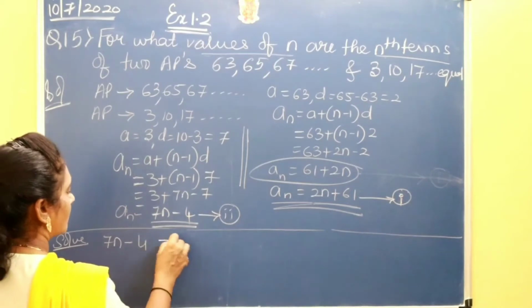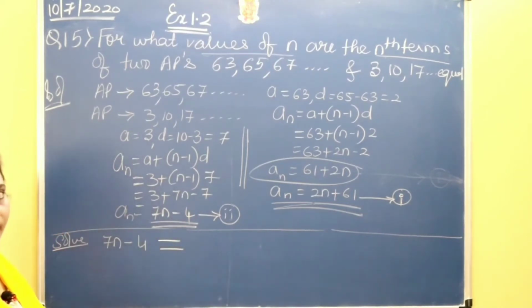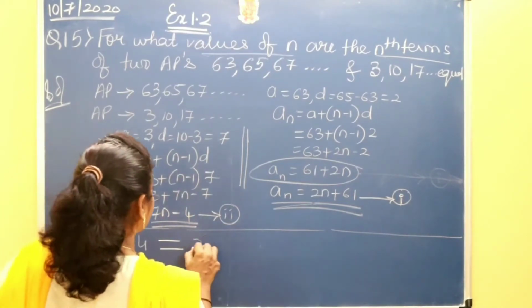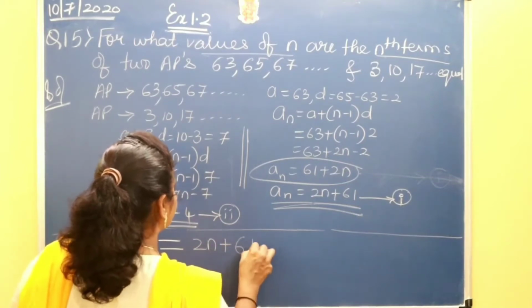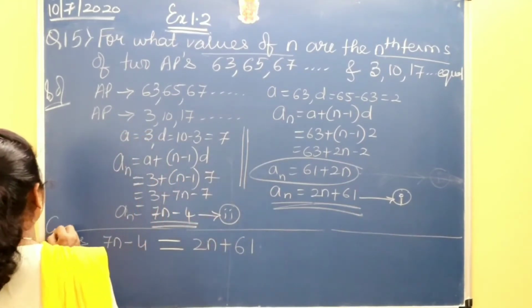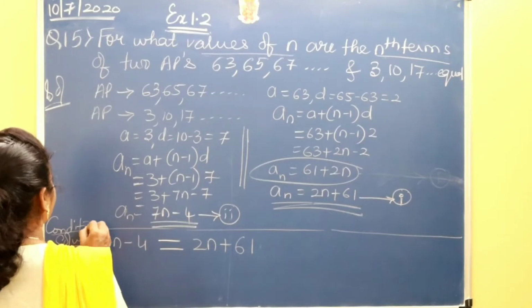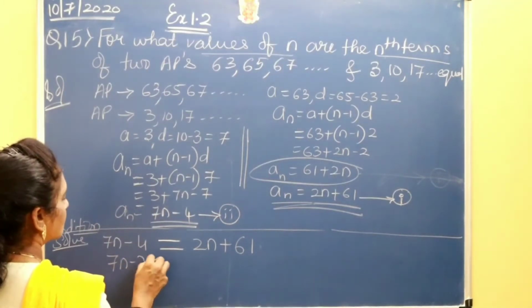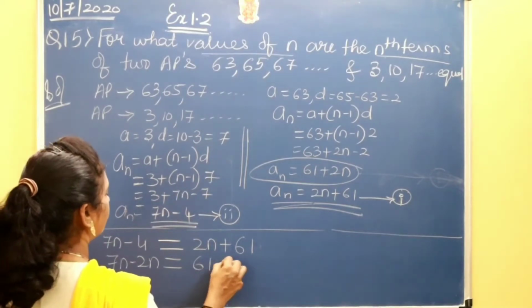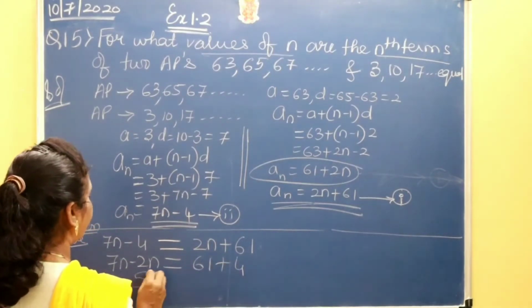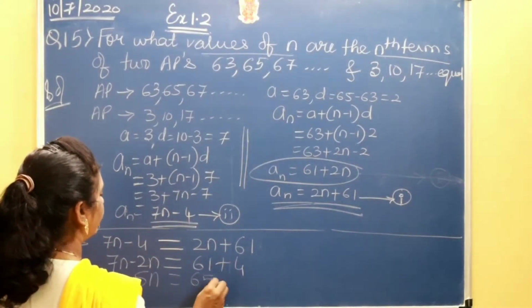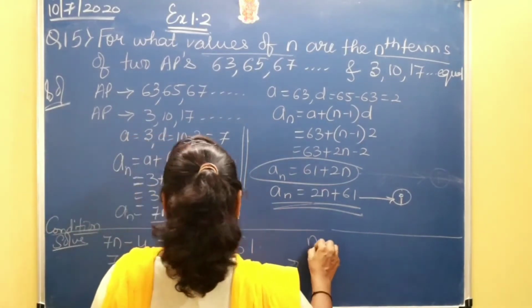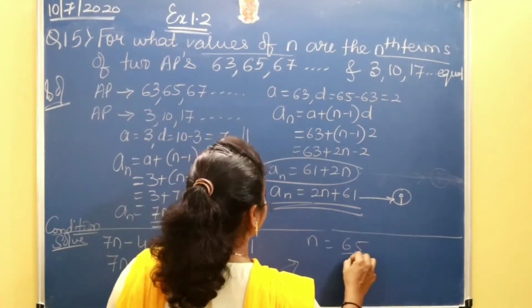7n minus 4. What is our condition? They both should be equal. So 2n plus 61, this is the condition, they both have to be equal. So 7n minus 2n equal to 61 plus 4. 5n equal to 65. N equal to 65 divided by 5.